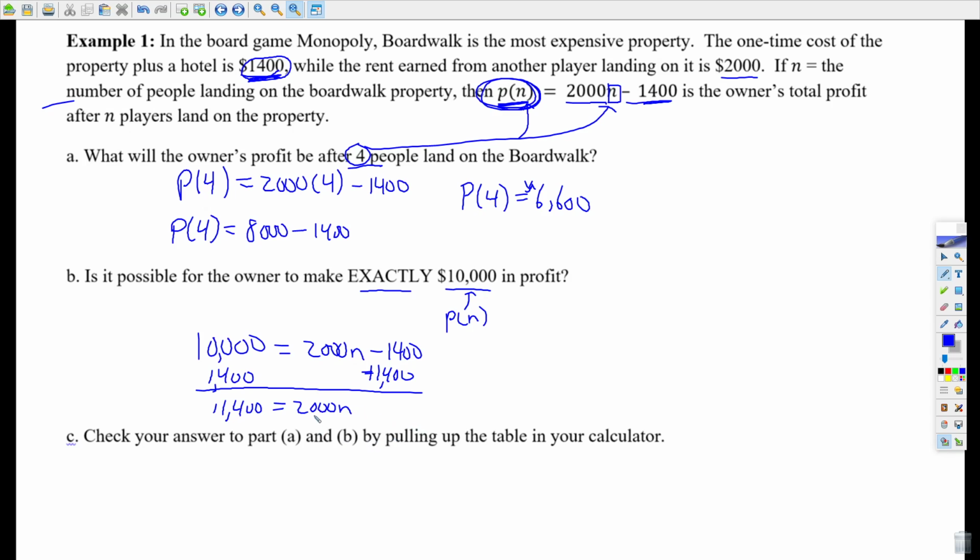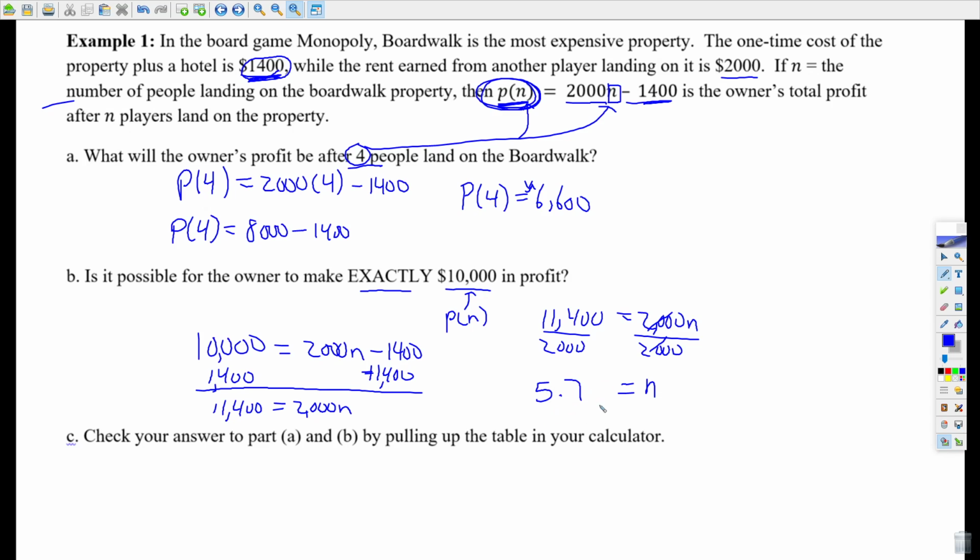And then what do we do after this? To get rid of the 2,000, we would have to divide. So we're going to do 11,400. Let's just rewrite it. Equals 2,000n. And we divide both sides by 2,000. We cross out. So what would this be? Does it come out to be a nice whole number? Because that's what we're really looking for. So we take 11,400 and you divide it by 2,000. What do we get? Looks like it's about 5.7.